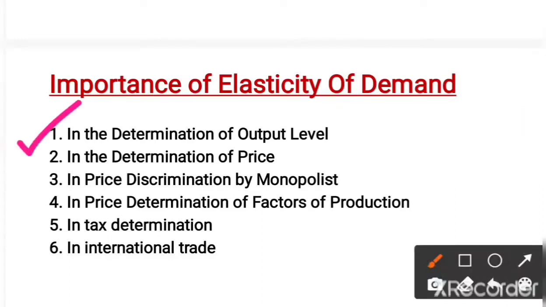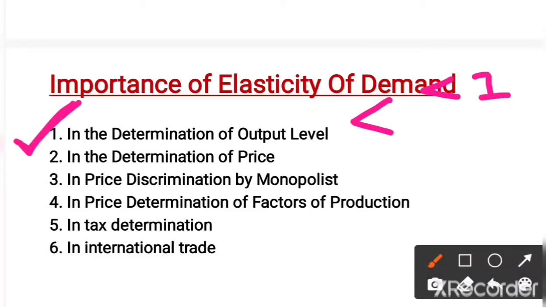So how will this help for output? Students, output means it will definitely help a seller or any producer in the market. So what kind of goods will he produce? He will produce goods which are inelastic in nature, whose elasticity of demand will be less than 1, because even though the price changes, the quantity demanded will not change.